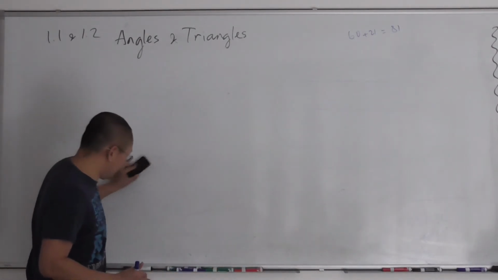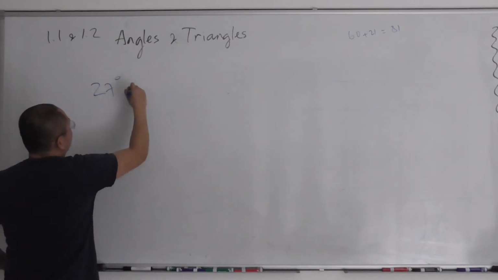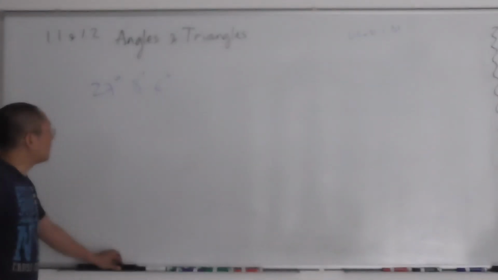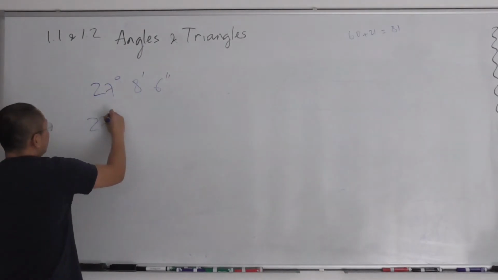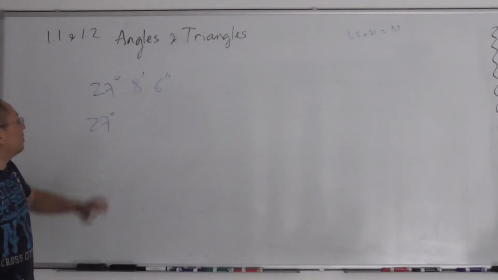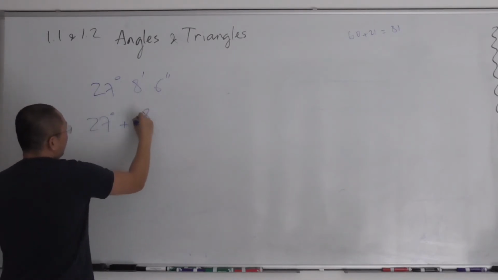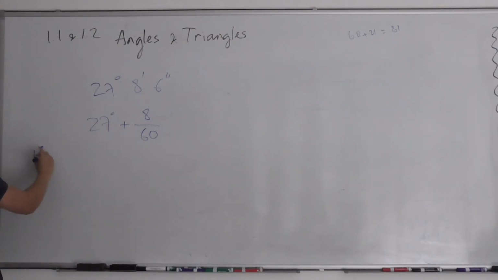If I have an angle, 27 degrees, 8 minutes and 6 seconds, I'm going to convert everything back to decimal. Of course, 27 degrees is nice enough, I'll leave it there. Convert the minutes back to degrees. A minute is 8 out of 60 degrees, because we learned before, 1 degree is equal to 60 minutes. In other words, 1 minute is 1 over 60 degrees.